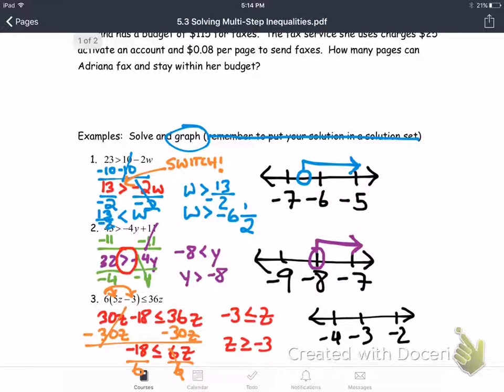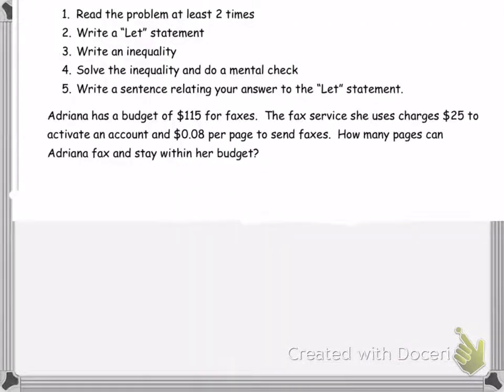Since it's greater than or equal to, I can close that circle. Since it's greater than, it is shaded to the right. So that's the bottom part of the page. If we move back to the top, we'll take a look at the word problem.